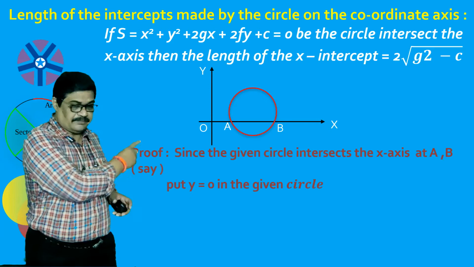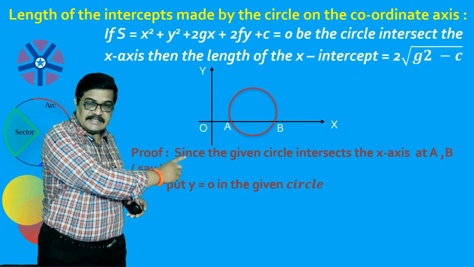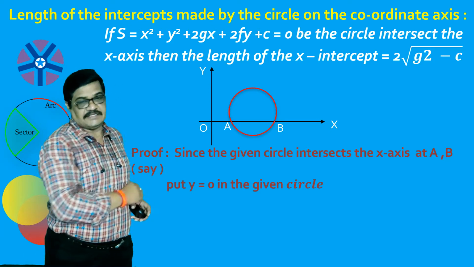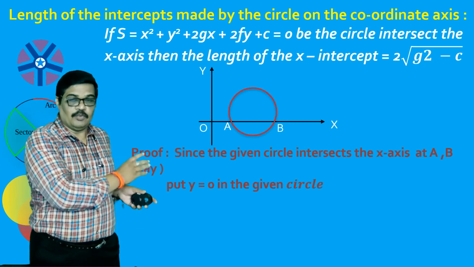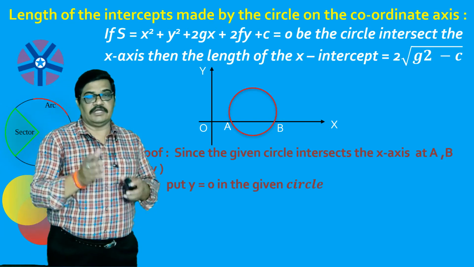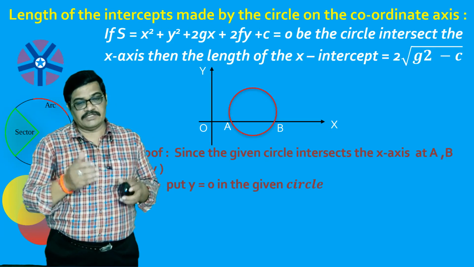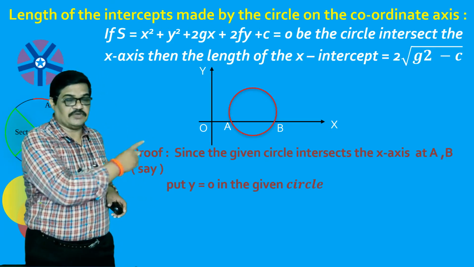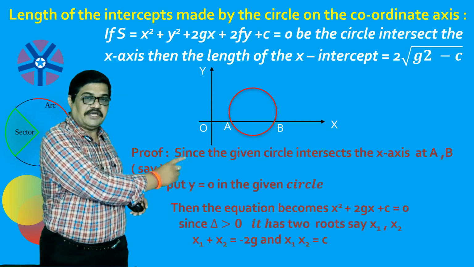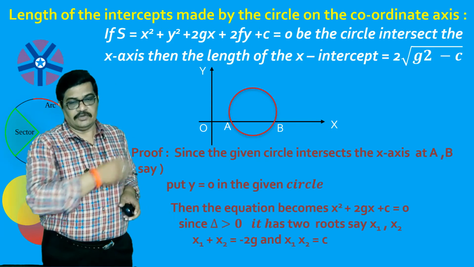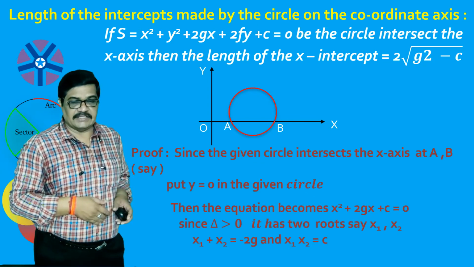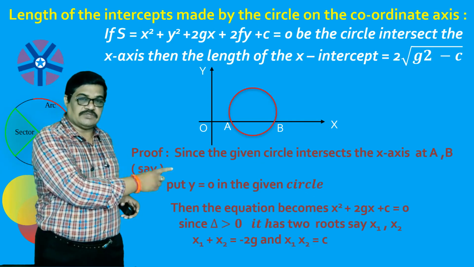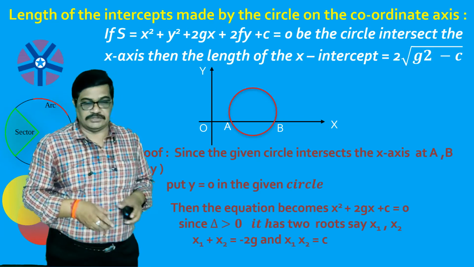So see the proof here. Since the given circle intersects the x-axis at capital A and capital B, we put y is equal to 0 in the given circle. Then the equation becomes x square plus 2gx plus c is equal to 0, since the y term will be cancelled.